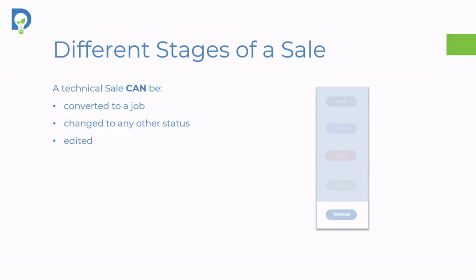Technical is quite an important stage of a sale. So this can be converted to a job. This can be changed to any other status, and it can be edited. Also, what you can do within the system is mark individuals within your organization as members of the technical team. If this then gets moved to technical, they will receive a notification to say this sale has been changed to technical, basically meaning can you do the technical work on it.